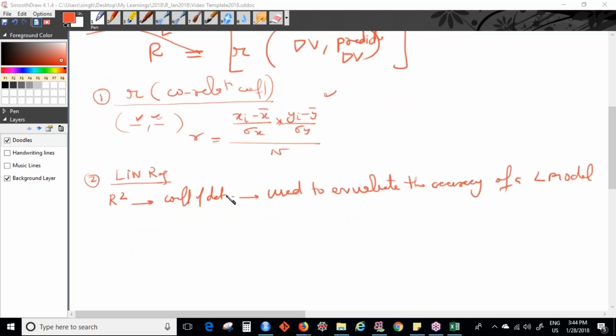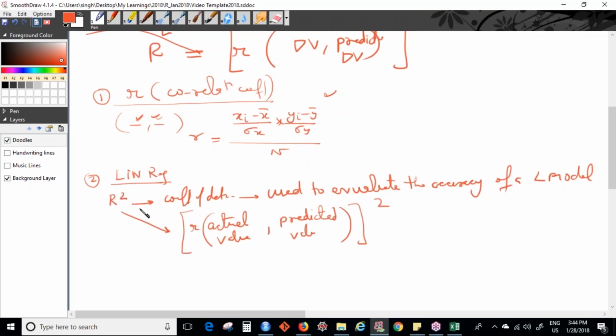And that just happens to be related to this r, because R square can be found by taking the actual values and the predicted values, finding the correlation coefficient between them and just squaring it. This is how R square can be found. This is the formula for R square. Now is it clear, guys?